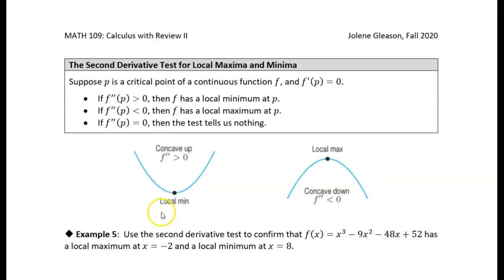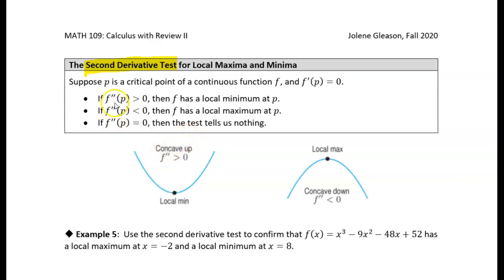All right, so now we're going to talk about another method for testing critical points to determine whether they're a local minimum or maximum. And that's the second derivative test. As the name implies, we're going to use the second derivative to determine whether a critical point is a local maximum or minimum. And by using the second derivative, we're looking at the concavity of the function.